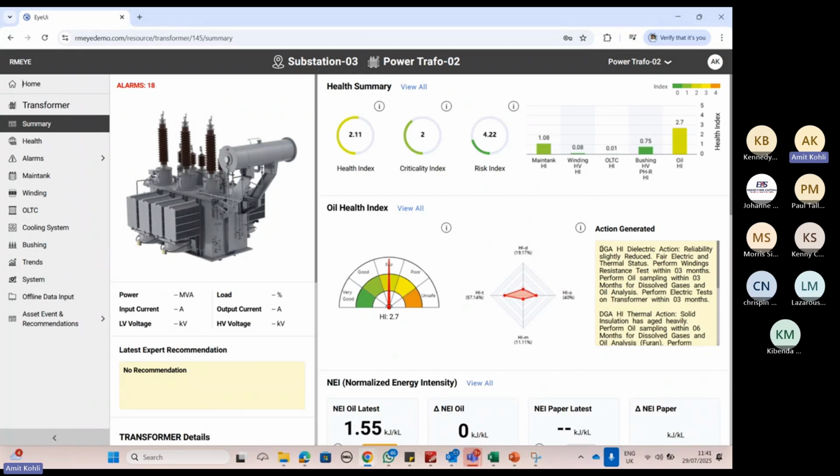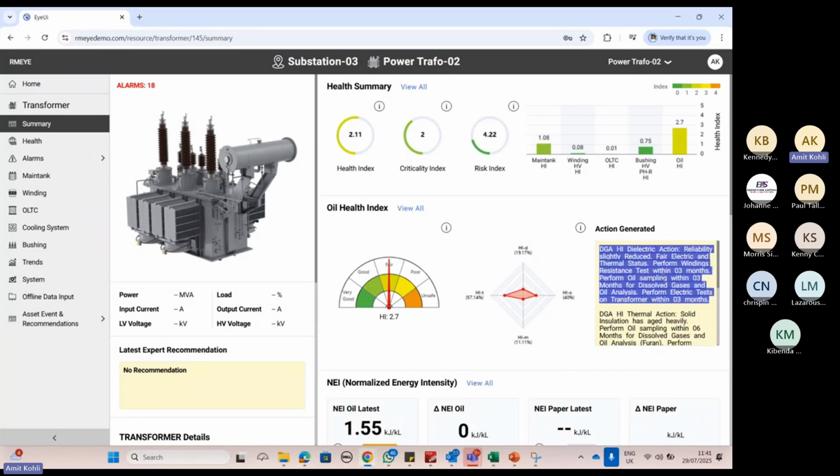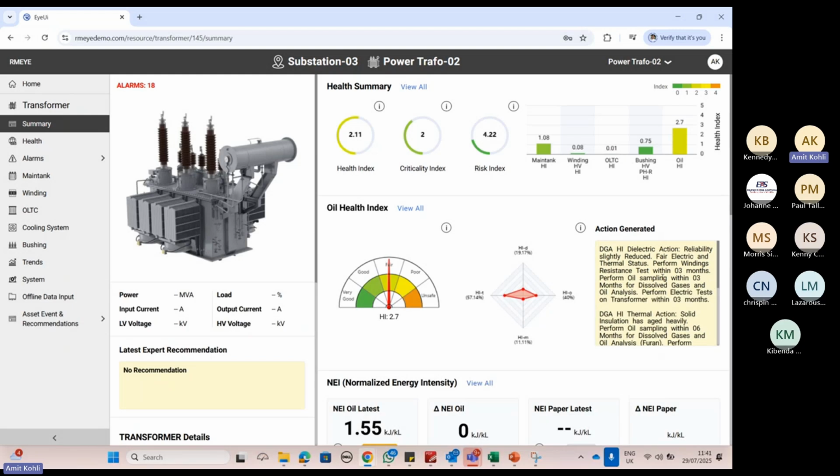We have also given the next step that utilities need to take. For example, whether this transformer needs oil sampling in the next 3 months, or oil sampling in the next 1 week, or whether you need to install a DGA system to get more data on a real-time basis, or whether you need oil regeneration, or an oil change, or some other interventions. So this kind of automatic recommendation is given by the system itself.